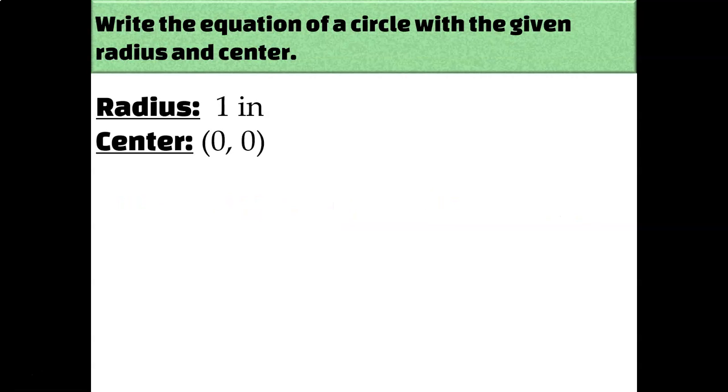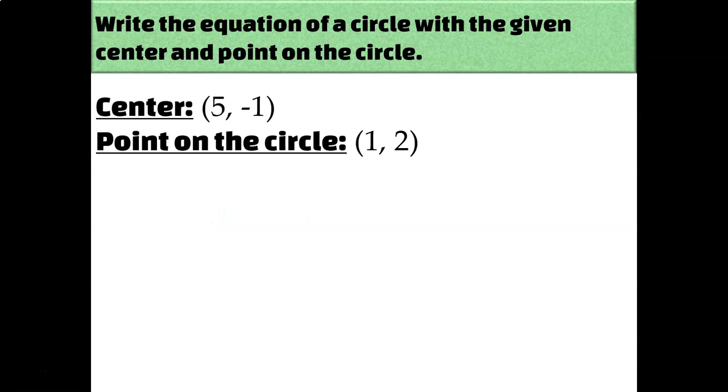Our next example is the most basic version of an equation of a circle that you can have. The center is at (0, 0), the radius is of length 1, so the equation would be x squared plus y squared equals 1. But what if I don't tell you the length of the radius? What if instead I tell you the center and some other point on the circle?